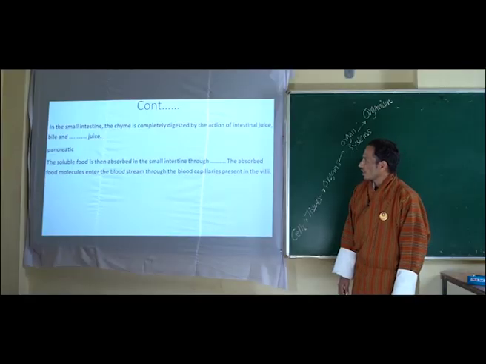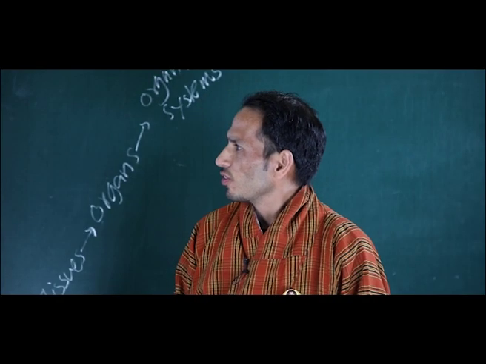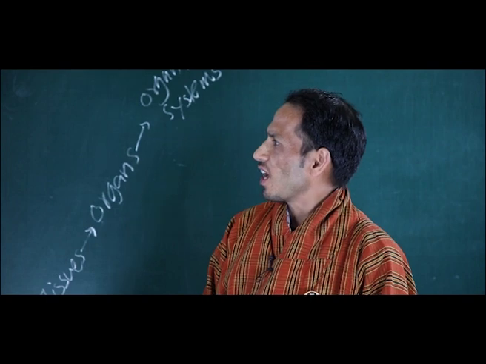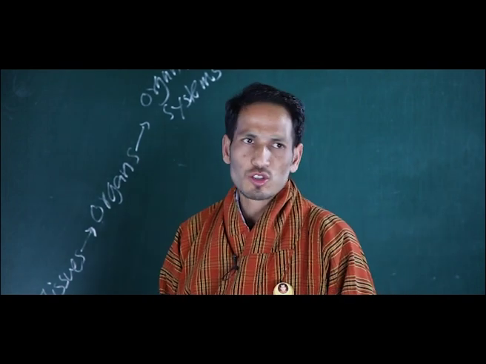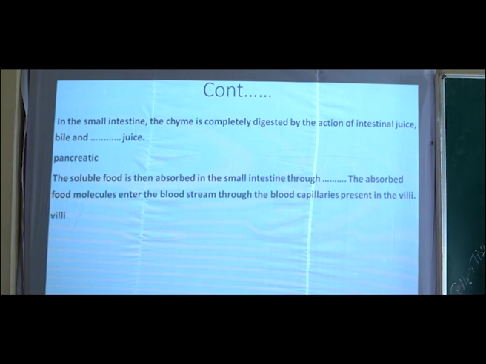The next step: the soluble food is then absorbed in the small intestine through dash. The absorbed food molecules enter the bloodstream through the blood capillaries present in the villi. So the soluble food is then absorbed in the small intestine through villi.